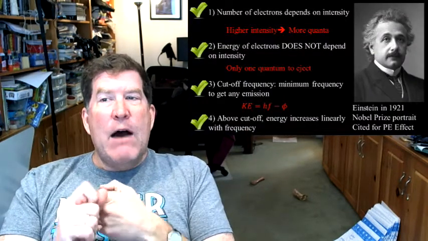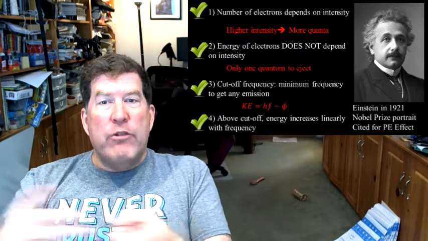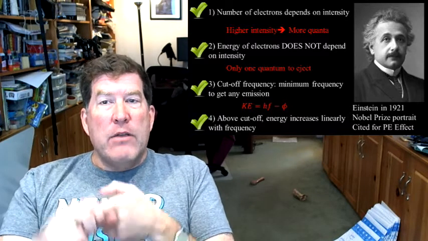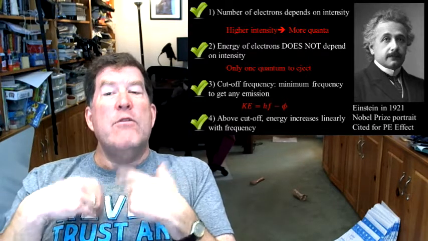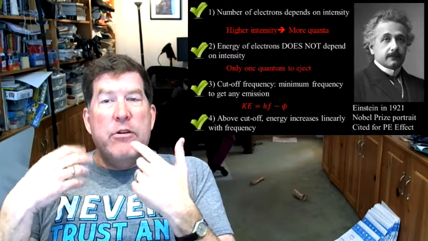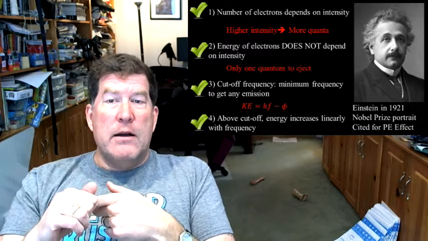So Einstein's photoelectric effect model, then, we can summarize, matches all four of these predictions very nicely. It predicts that at any frequency for which you get electrons, the number of electrons should depend on the intensity. You increase the intensity, you're increasing the number of photons. That means you're increasing the number of electrons that can get knocked out.